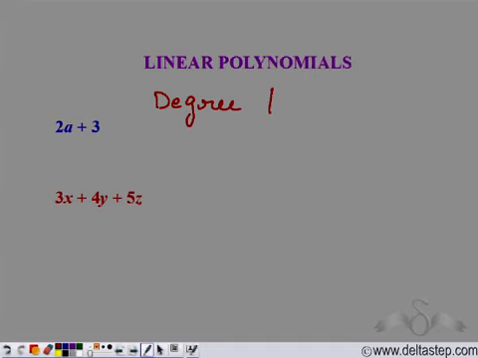Notice that linear polynomials can have any number of terms. So this has 3 terms, this has 2 terms, and they can have any number of variables. This has just 1 variable, this has 3 variables, but the degree has to be 1. So whichever polynomial has degree 1, we call it a linear polynomial.